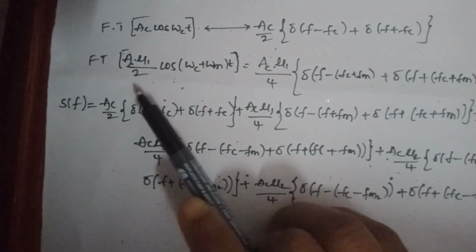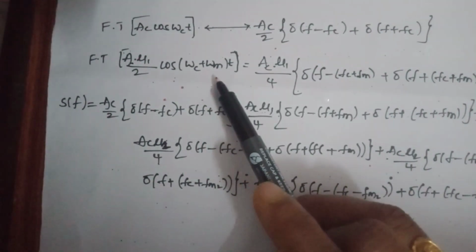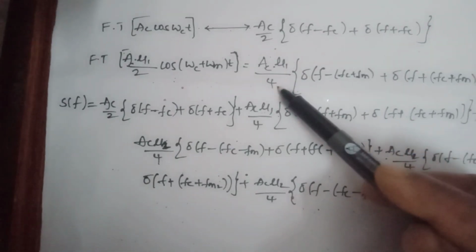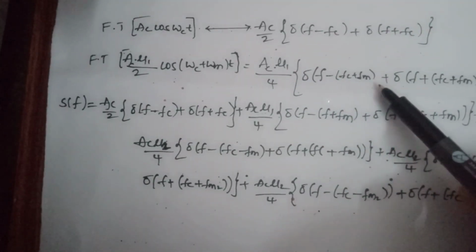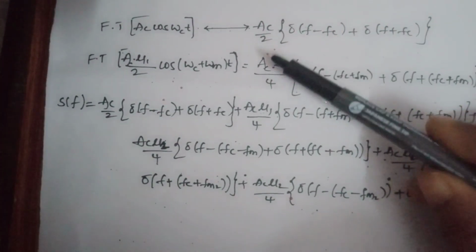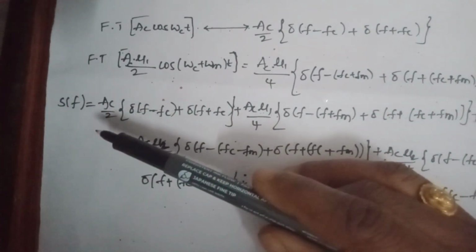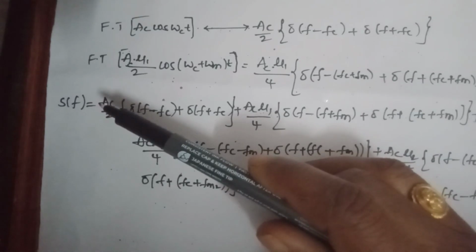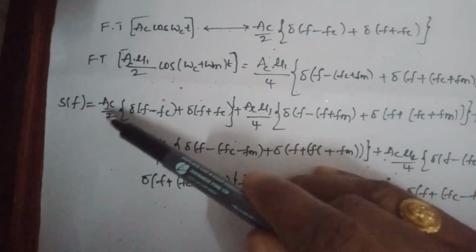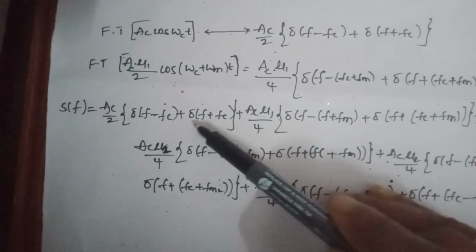Okay, so next, the Fourier transform of AC into mu 1 by 2 cos(omega c plus omega m1 t) is AC mu 1 by 4 [delta of f minus fc plus fm plus delta of f plus fc plus fm]. Okay, so by using these two formulas we can write our s of t in terms of s of f. That is, by applying the Fourier transform, s of t changes to s of f, that is equal to AC by 2 [delta of f minus fc plus delta of f plus fc].